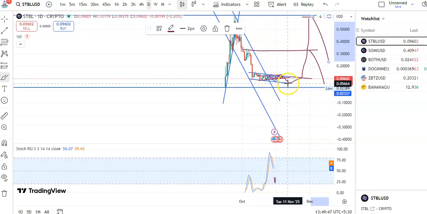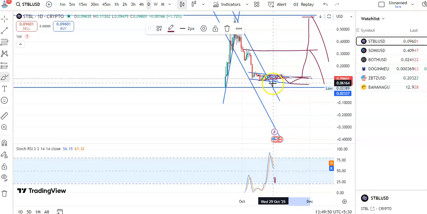So currently you can see candles are moving in this channel pattern. So this is support and this is resistance.